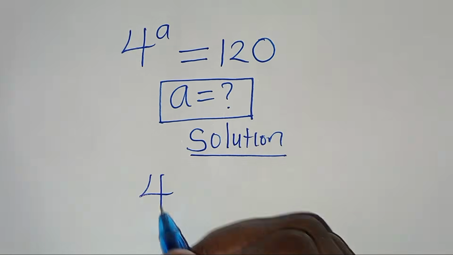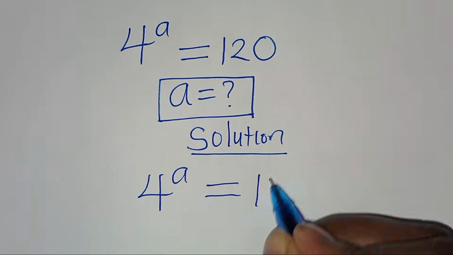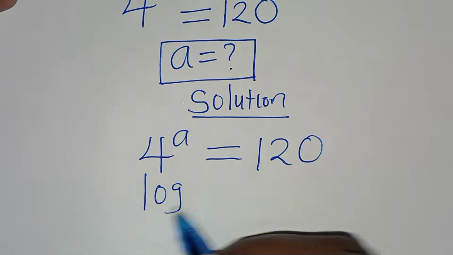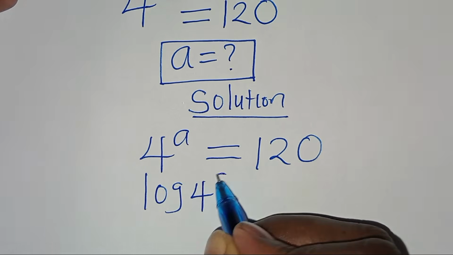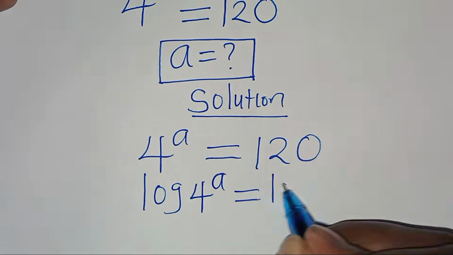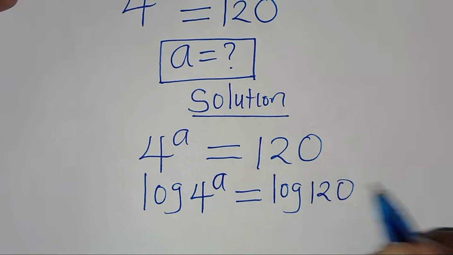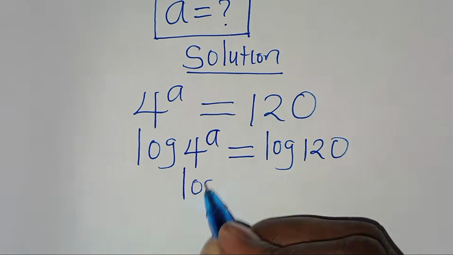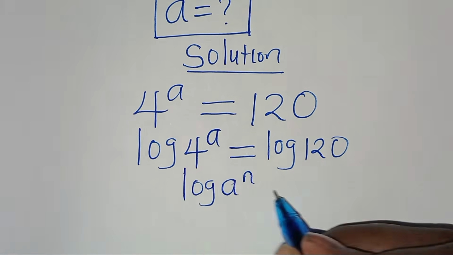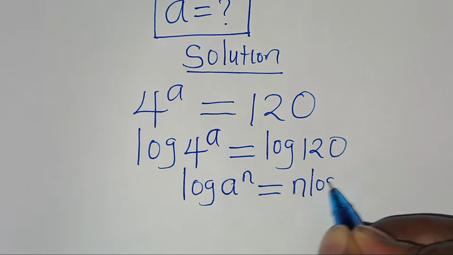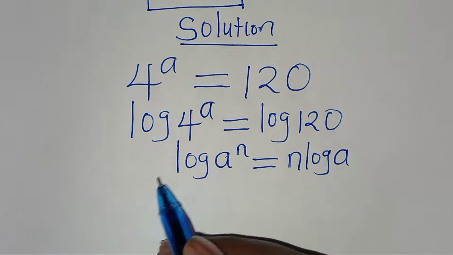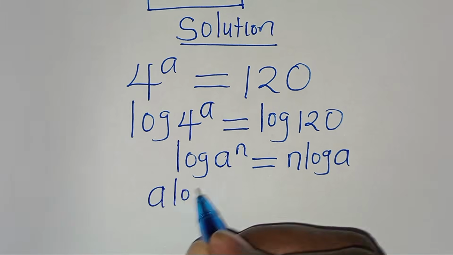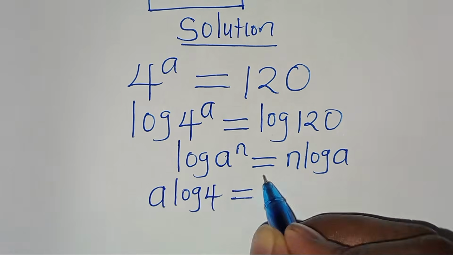We have 4 to the power of a equal to 120. To solve for a, we introduce logarithm on both sides so that we have log 4 to the power of a equal to log 120. Now, log 4 to the power of a is in the form of log a to the power of n, which we can express as n log a. Applying this power rule property, log 4 to the power of a becomes a log 4. This is equal to log 120.